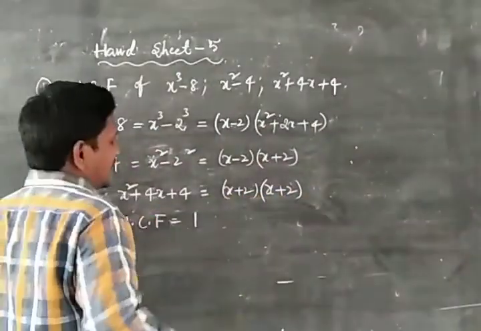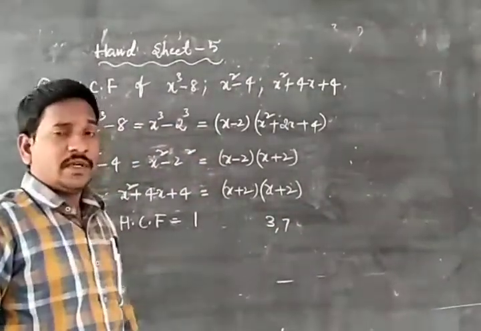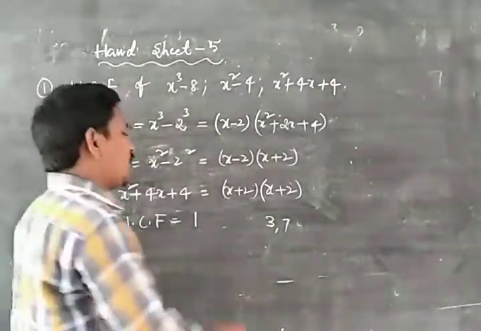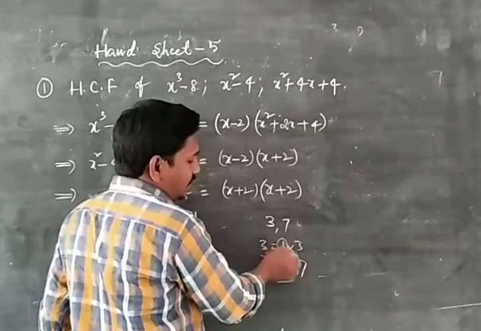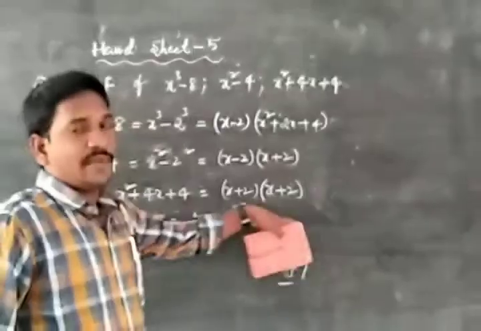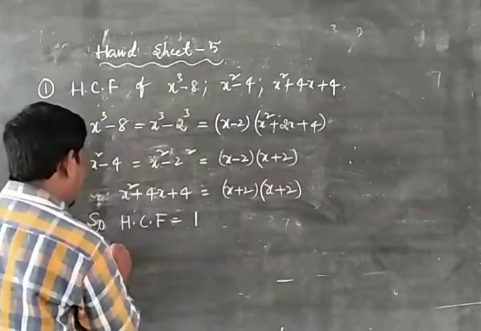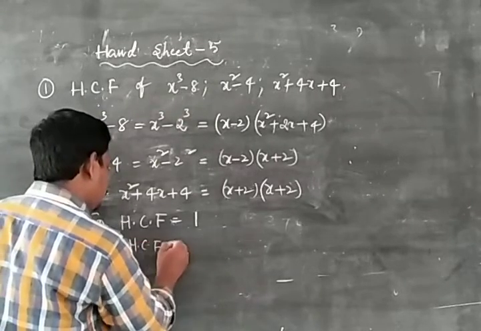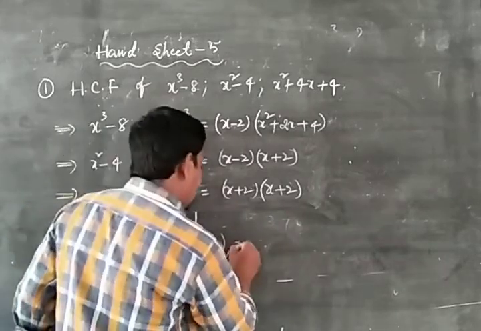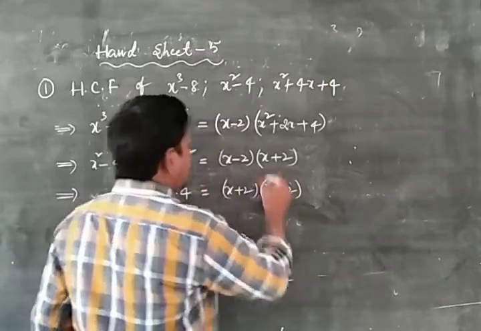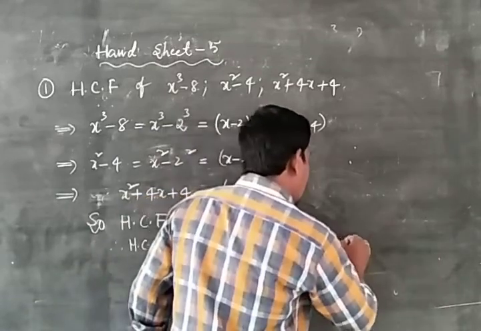Coming to the root, for example, 3, 7. What is the HCF of 3, 7? 1. Why? Because 3 is written as 1 into 3 and 7 is written as 1 into 7. What is the common one? 1. So 1 is the HCF of 3, 7. That's why the HCF of the given expressions is 1. So the HCF of x cube minus 8, x square minus 4, x square plus 4x plus 4 is 1.